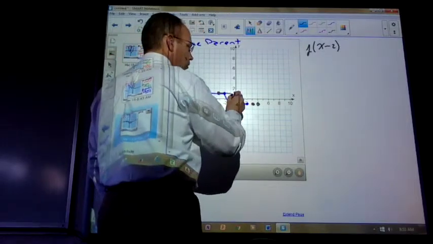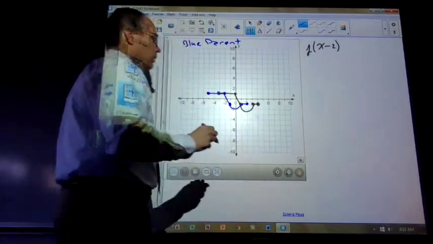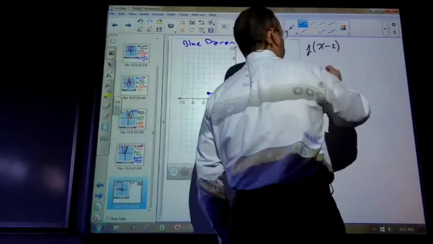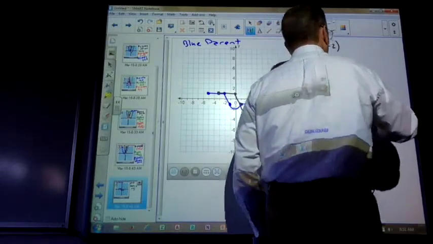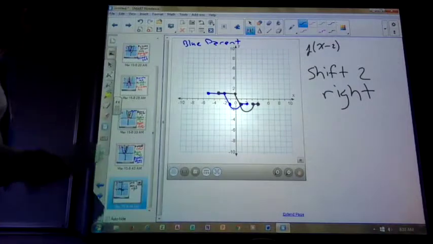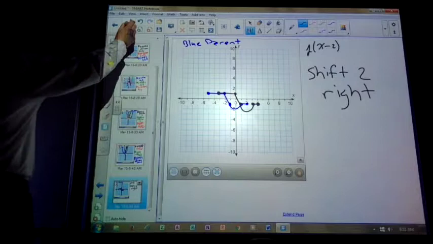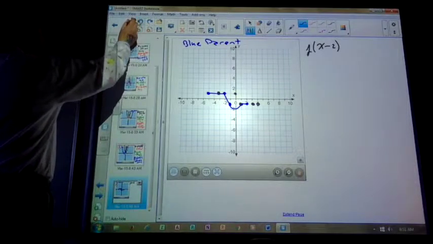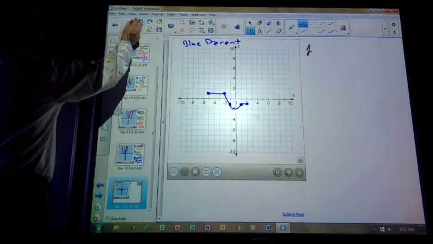So this one does this as our little cup there. So shift to right. Okay. Now let's do this. Undo, undo, undo.